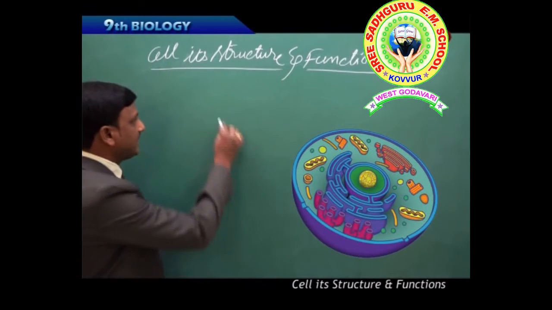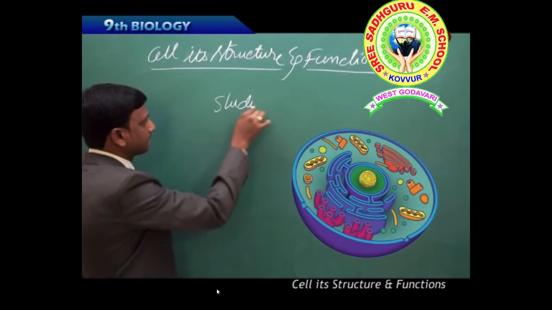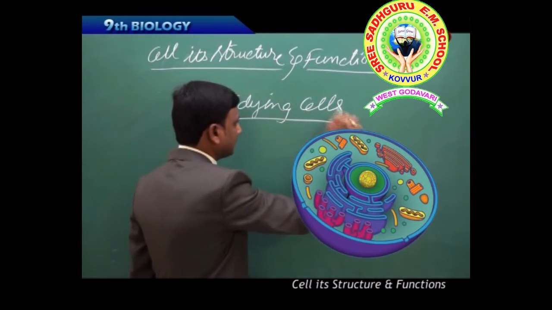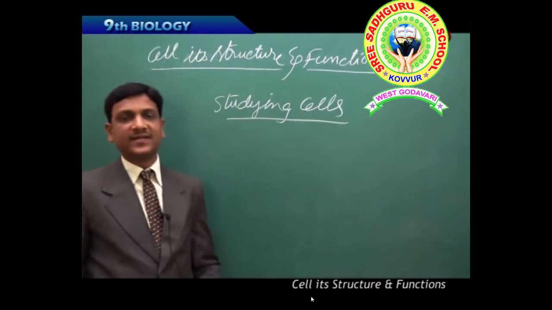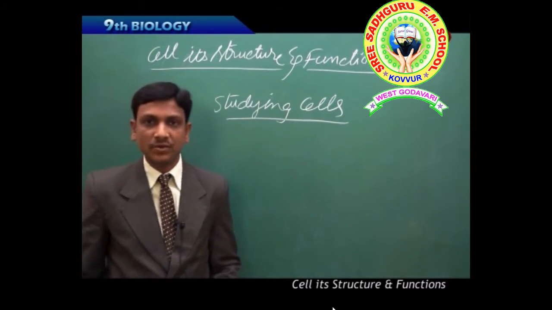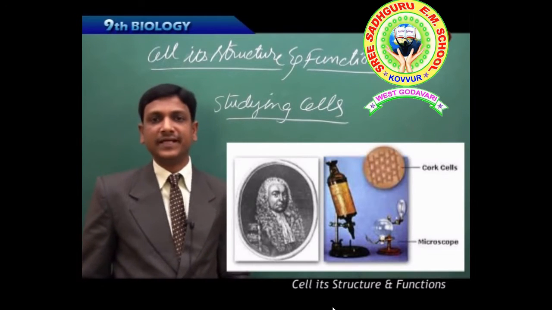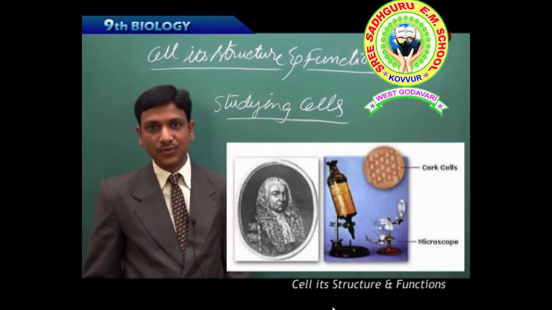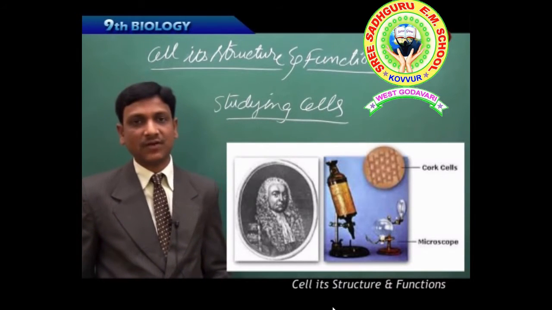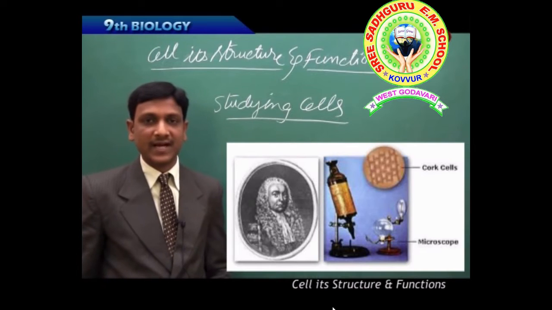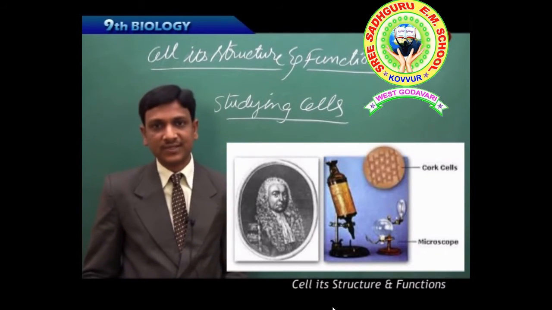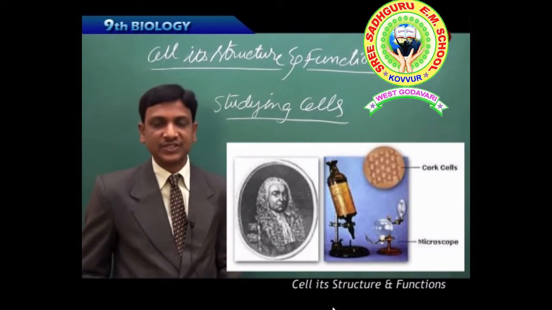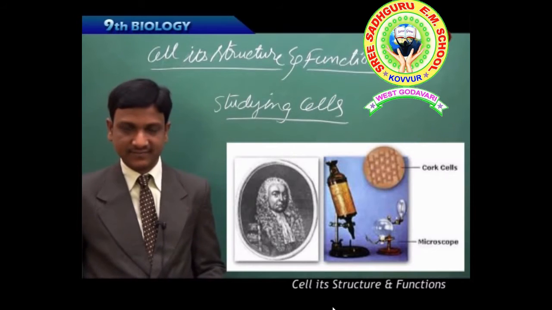Now we see studying cells. So how do we study cells? To observe the cells, we need some special instruments. You might have learned how Robert Hooke and Anthony van Leeuwenhoek observed the tiny things, microorganisms. They used an instrument called a microscope. So we need a microscope to study or to observe the cells.